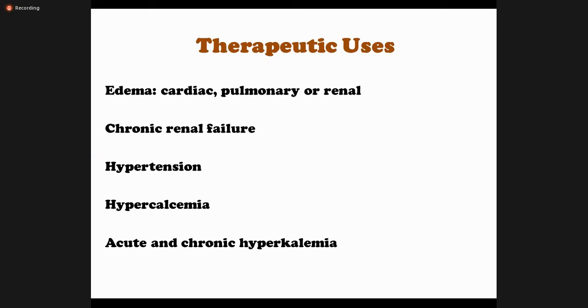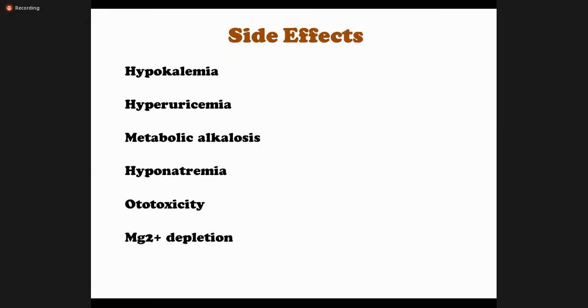Acute and chronic hyperkalemia. If there is an increased level of potassium, we can use loop diuretics, because they enhance the excretion of not only sodium but also potassium. Side effects: if we know the general effects, it will be easier for us to memorize the side effects. One of the problems could be that it may develop a hypokalemic state, because it enhances the excretion of potassium, and it also enhances the excretion of sodium. So it may produce hyponatremia, right?